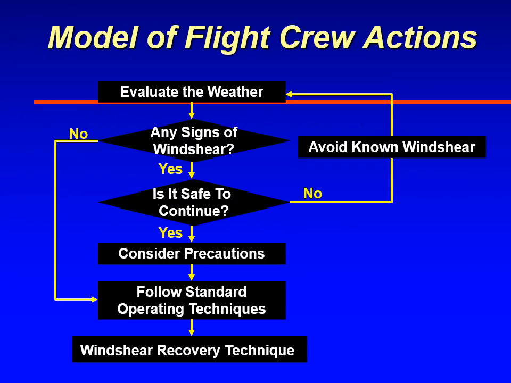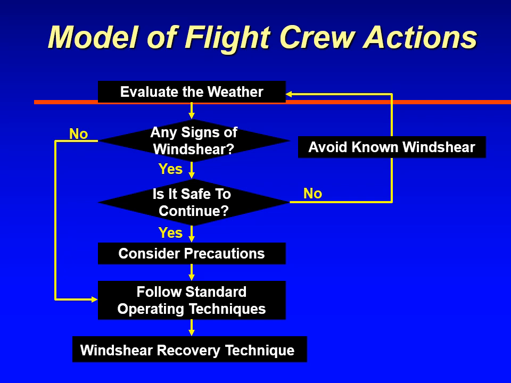So the first thing you do is evaluate the weather. After that, are there any signs of wind shear? If there are no signs of wind shear, then you just go down to the very bottom and you follow the standard operating techniques. If there are signs of wind shear and you consider it safe to continue, then you have to consider precautions. So in other words, you're coming into an airport, you might have a towering cumulus cloud, and that doesn't tell you that there's wind shear, but if the towering cumulus develops into a cumulonimbus, then you need to be ready to take action.